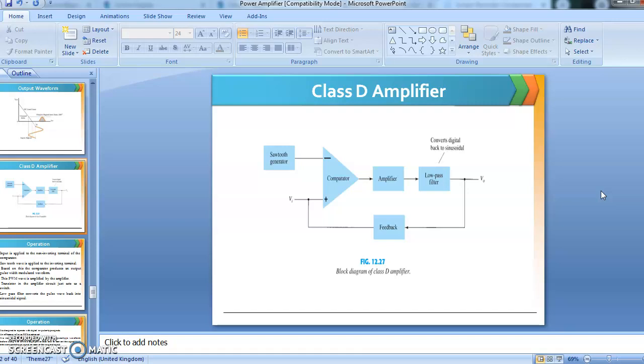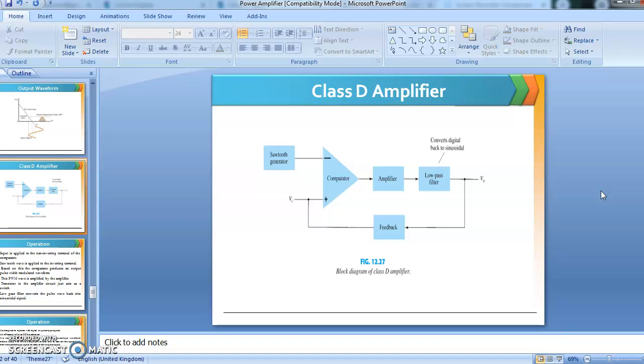The output of the amplifier is connected to the low pass filter. The whole output of the circuit is given as feedback to the comparator, connected to the non-inverting terminal of your comparator. Here the input waveform and the sawtooth waveform are compared. When the input waveform magnitude is greater than the sawtooth waveform, we generate the pulses.